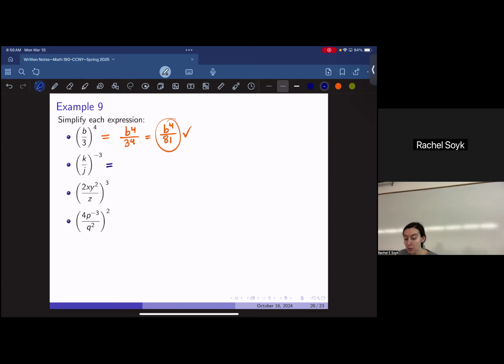Second example, oh, it's a negative exponent and it's a fraction. So what can we do first? Yeah, flip it to make it a positive exponent and then bring in that exponent to each of the terms. And then we're done.